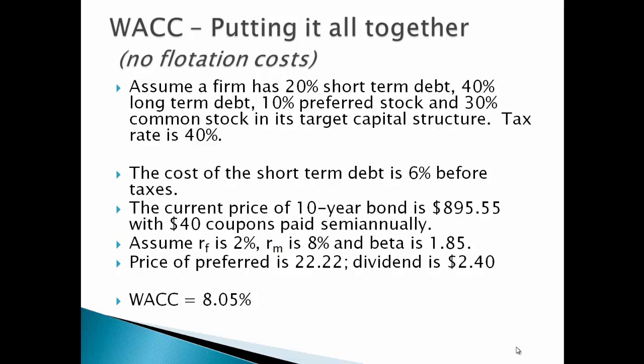So a few pieces of information here. The cost of short-term debt is 6% before taxes. The current price of the 10-year bond for the firm is $895.55. It pays $40 coupons each 6 months, so $80 overall. The risk-free rate is assumed to be 2%. The return on the market is 8%, and the beta for the firm is estimated to be 1.85. And then finally, the price of the preferred stock is $22.22, and it pays an annual dividend of $2.40. So if we apply the weighted average cost of capital formula to that, we should come up with 8.05%. Let me go ahead and go to Excel and walk through this.